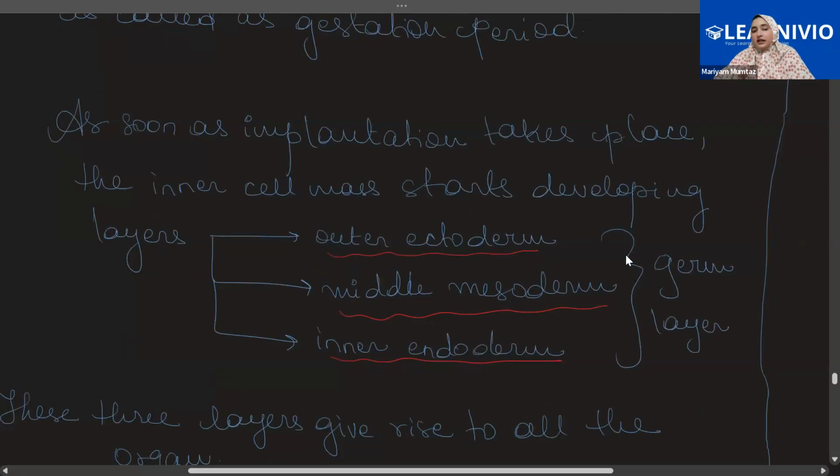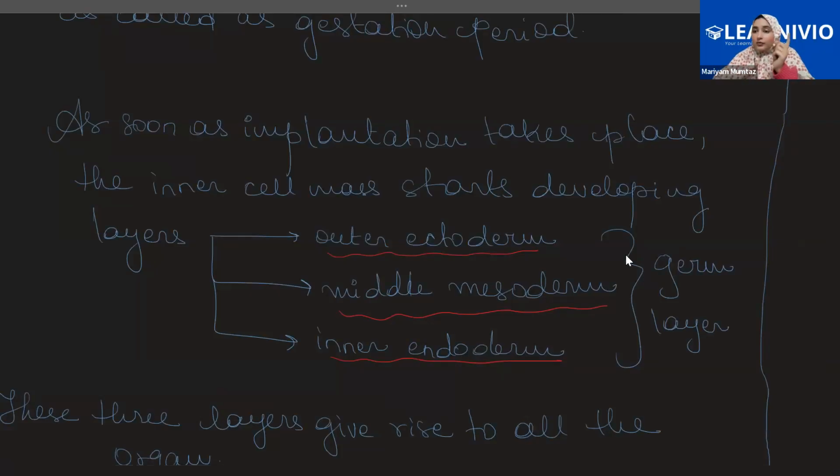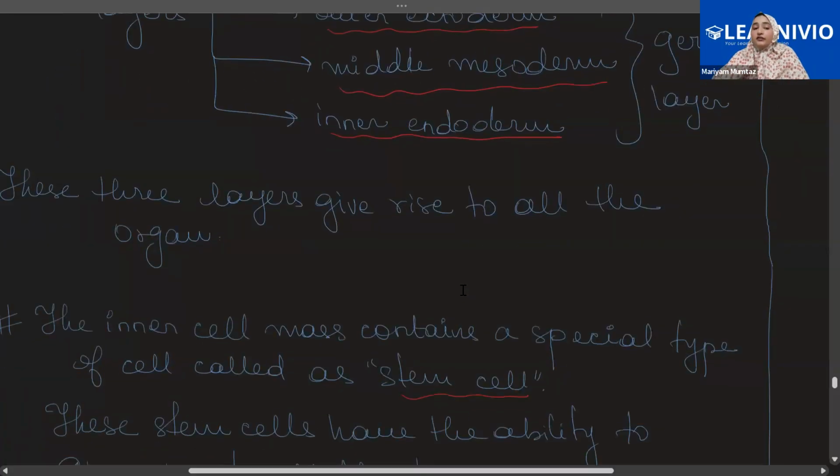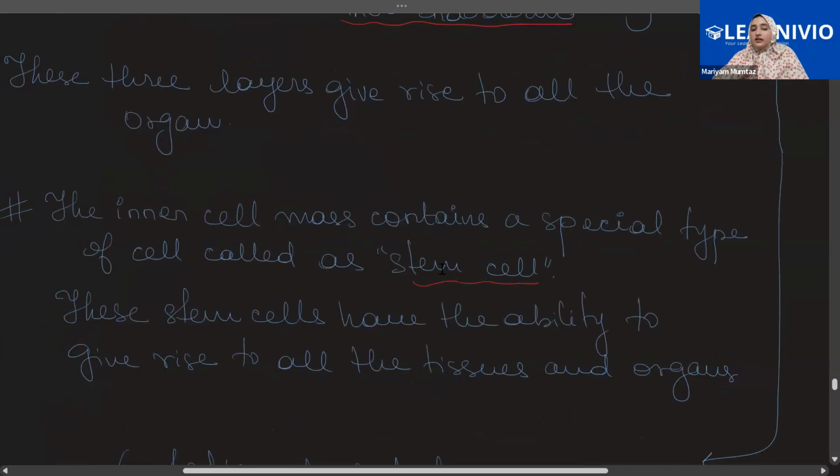Now, as soon as the implantation takes place, the inner cell mass, which was there, right, trophoblast and inner cell mass. Now the inner cell mass would start developing these layers, the outer ectoderm, the middle mesoderm, and the inner endoderm. These ectoderm, mesoderm, and endoderm are very important for the formation of organs.